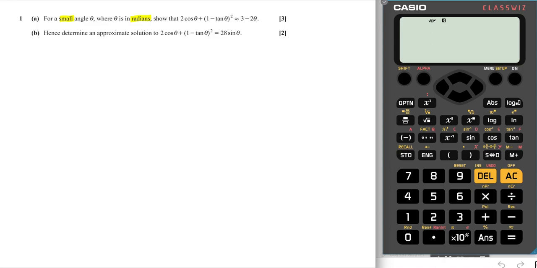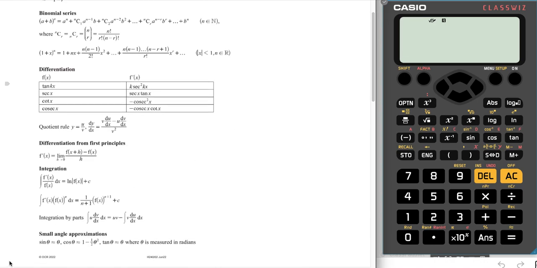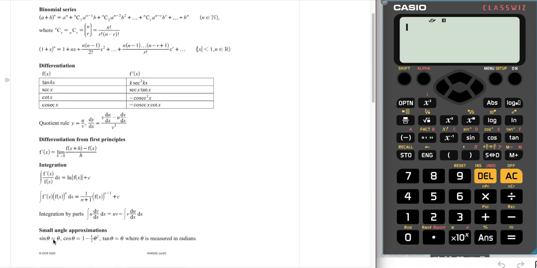Show that 2 cos theta plus 1 minus tan theta all squared is approximately, that's always quite useful there, approximately equal to 3 minus 2 theta. Well, we glossed over the fact we had the formula sheet, but that's going to be really important to us. So on the formula sheet, we can see small angle approximations. We've got that equivalent sign again, approximately, always useful to look for. We have sine, we have cos, we have tan. We're told it's in radians and it's small. So we note that sine theta is theta, cos theta is 1 minus a half theta squared, and then tan theta is theta.